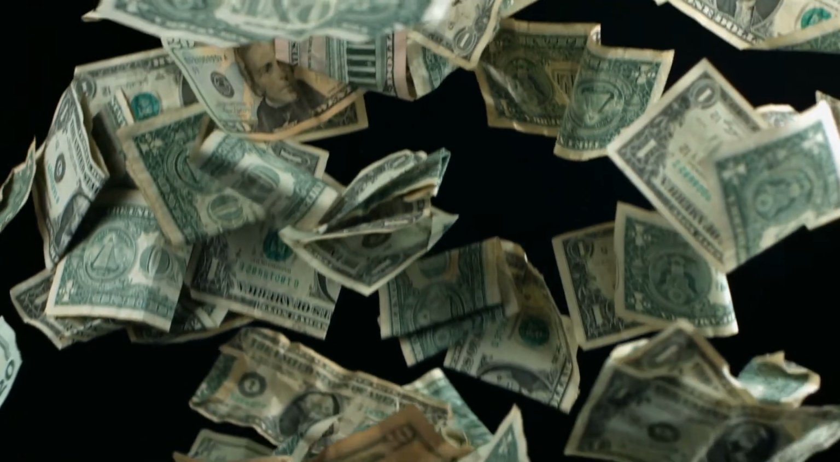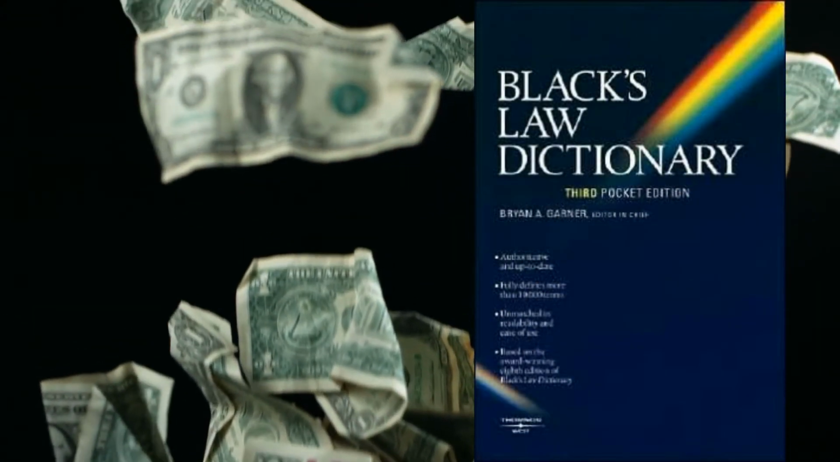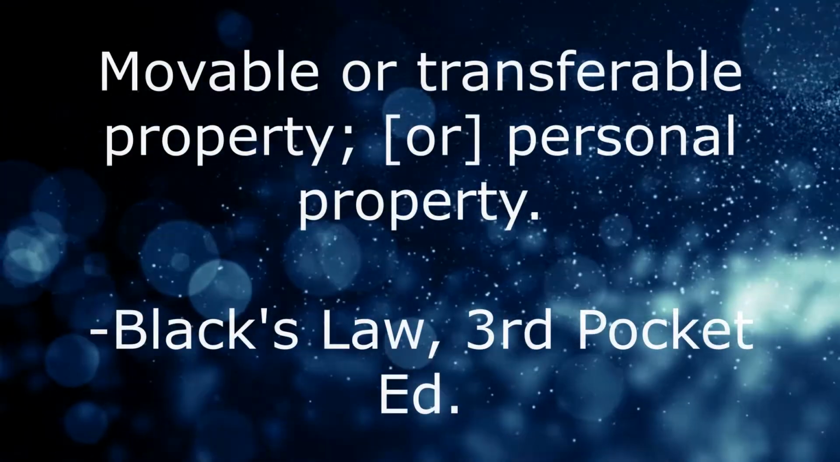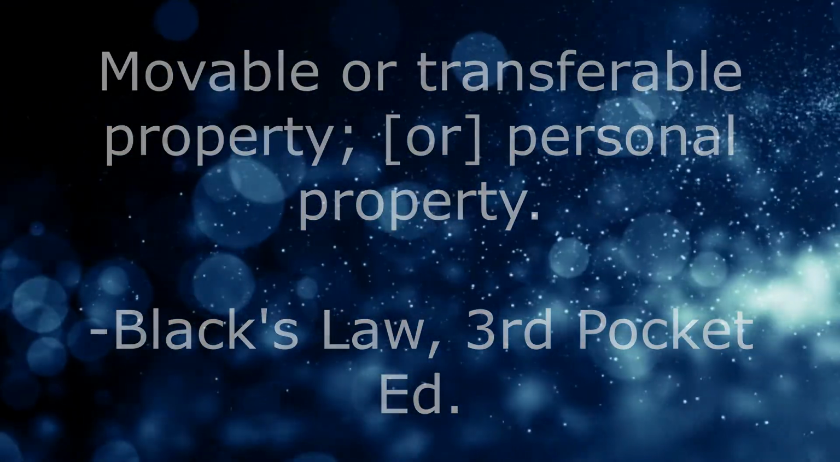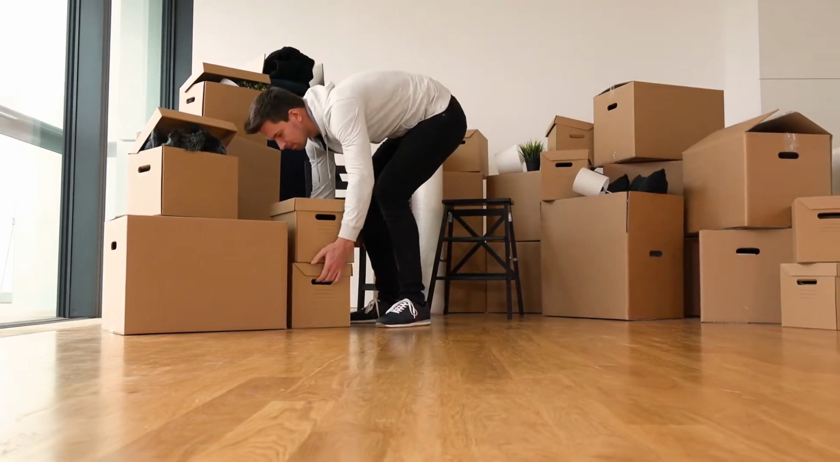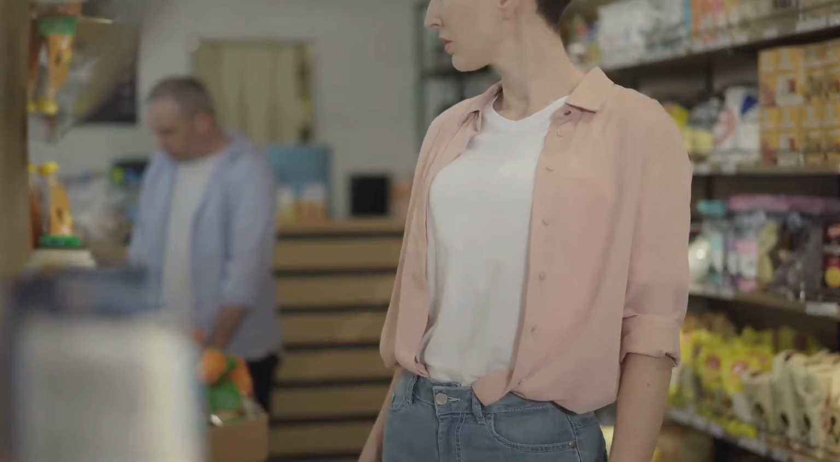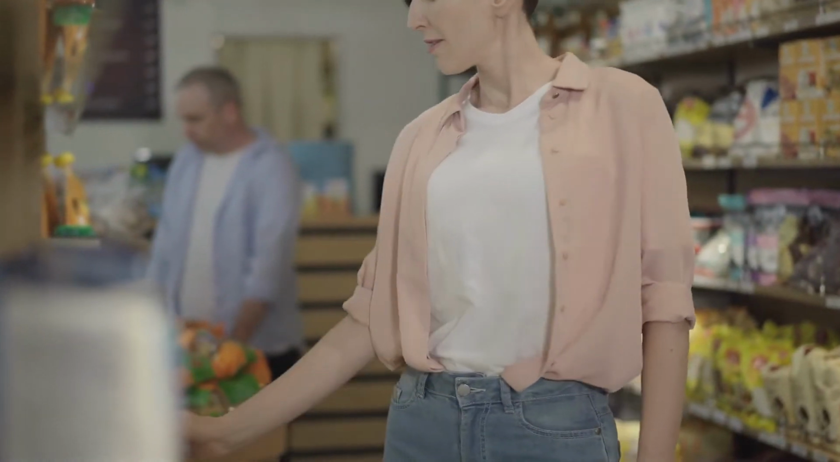To reiterate what we covered in trespass to chattels, Black's Law defines a chattel as a movable or transferable property or personal property. Again, a chattel is any personal property not affixed to something. It could be a book, a desktop, or a horse trailer. Almost anything not attached to something else.